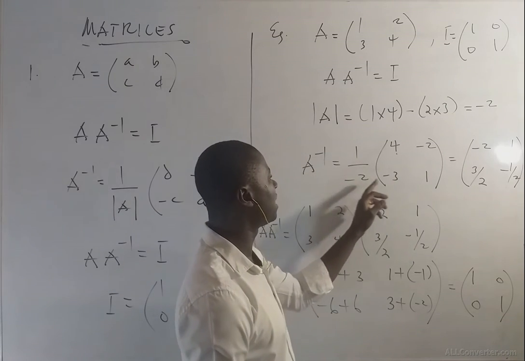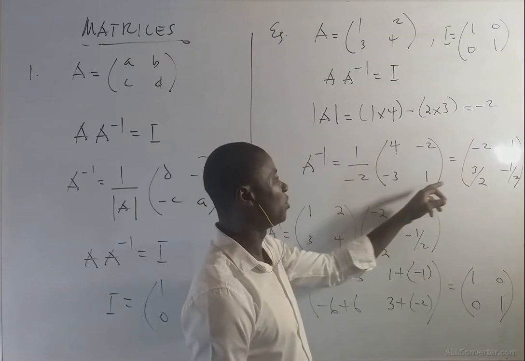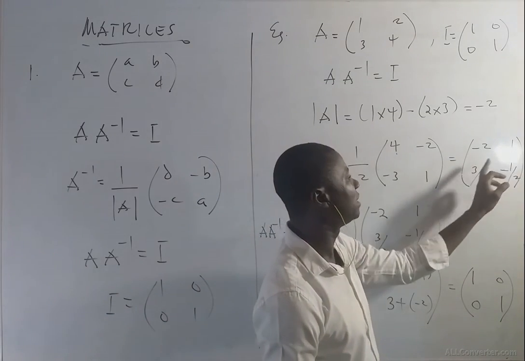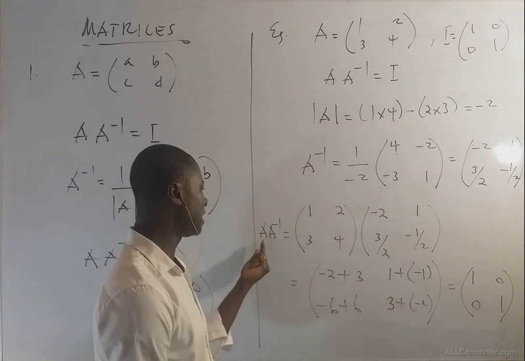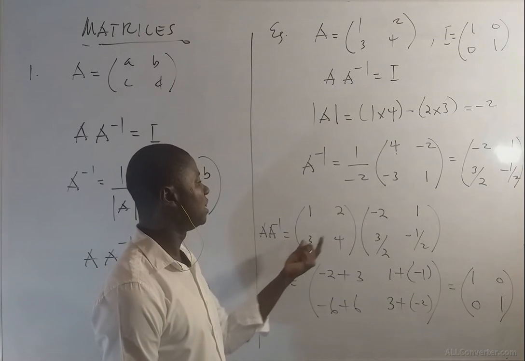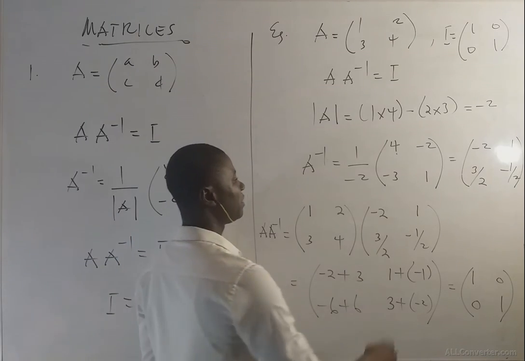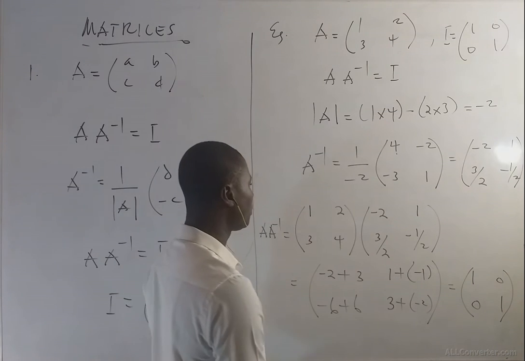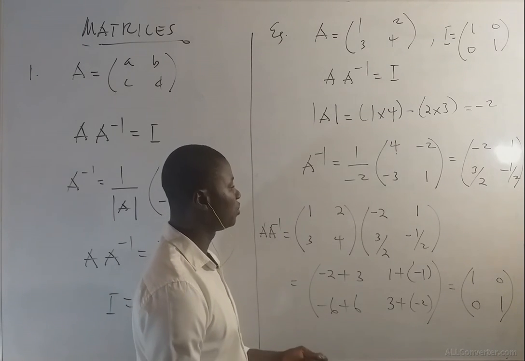Then minus half times minus 3 will give us 3 on 2. And minus half times 1 will also give us minus half. So now our inverse is minus 2, 1, 3 on 2, and minus half. Now what we are saying is when you multiply the matrix by its inverse, you are supposed to get the unit matrix. And this is the matrix 1, 2, 3, 4. And the inverse of the matrix is minus 2, 1, 3 on 2, minus half. So when we multiply, and I guess by now you know how to multiply two matrices together.